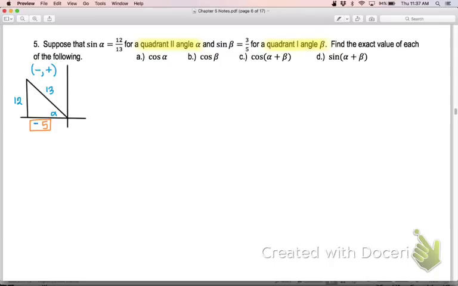Okay, now let's do the same thing for beta. Beta is in quadrant 1. So we'll set that up over here. We'll have a triangle that looks like this. In quadrant 1, ordered pairs are positive, positive.